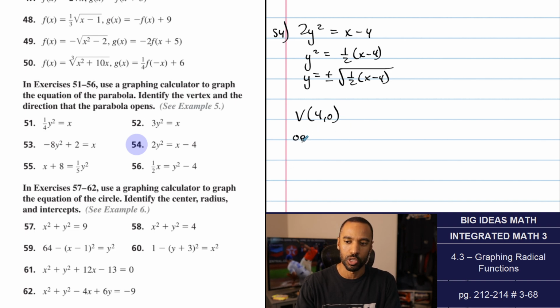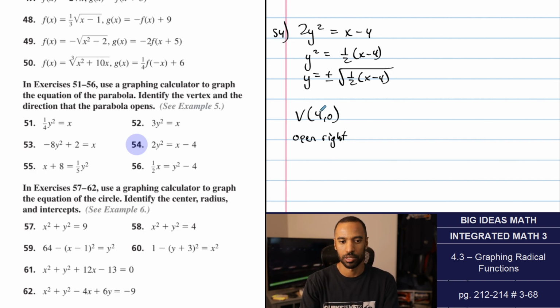This is going to open to the right, and it's going to be twice as sharp. It's twice as stretched as it normally would be. So let's go to the graphing calculator and take a look at those ones. This will be squared. The only problem is I have to keep retyping these over and over, and you probably do as well.